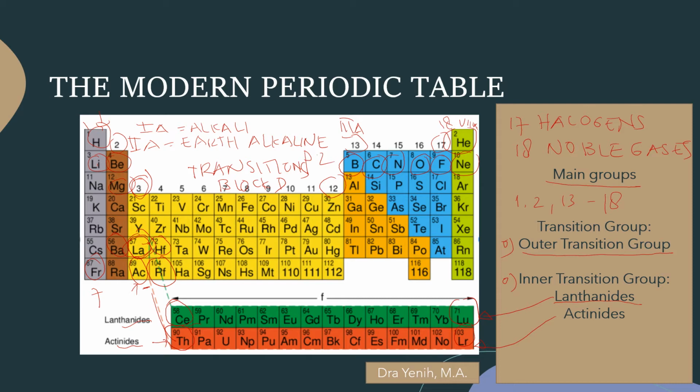So we have the inner transition in group 3, period 7. Behind the element actinium, proton number 89, we have 1, 2, 3, 4, 5, 6, 7, 8, 9, 10, 11, 12, 13, 14. So there are 14 elements behind actinium.